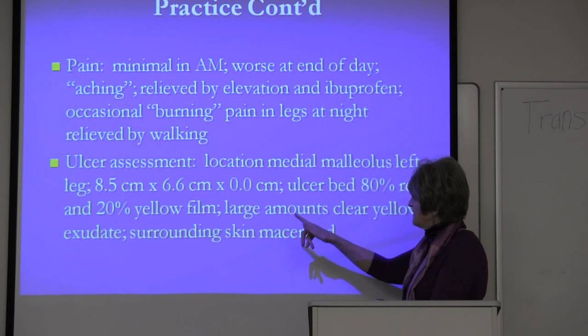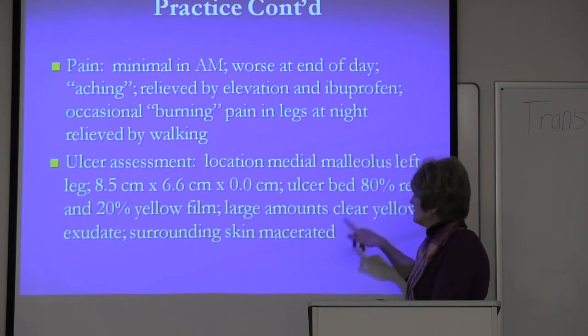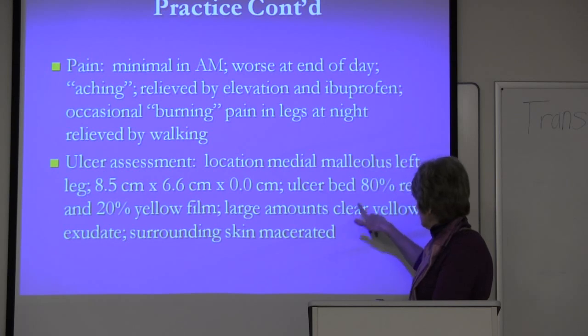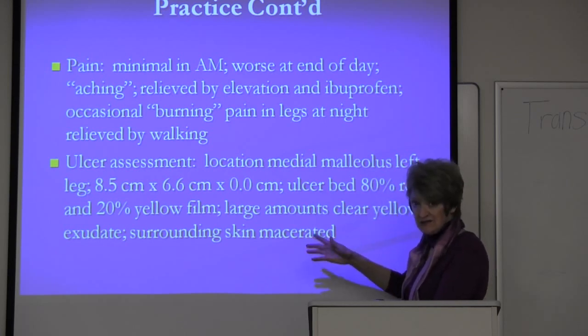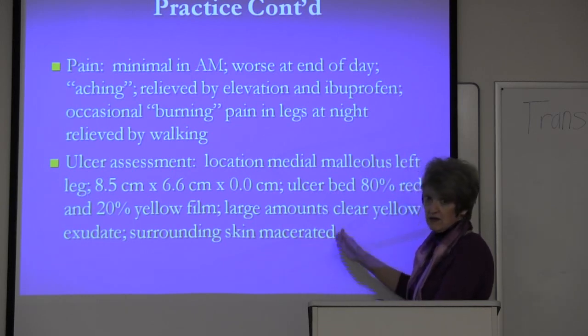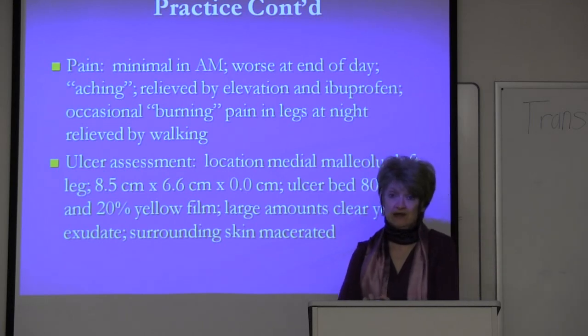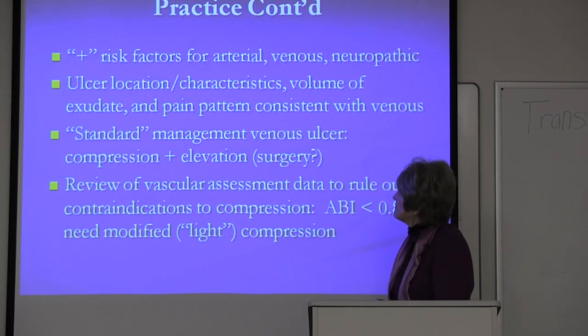Measures 8.5 by 6.6 by 0.0, so it's superficial. That matches venous. The ulcer bed's 80% red and 20% yellow film, consistent with venous. Large amounts of clear yellow exudate, causing maceration of the surrounding skin. So all of those parameters match venous.